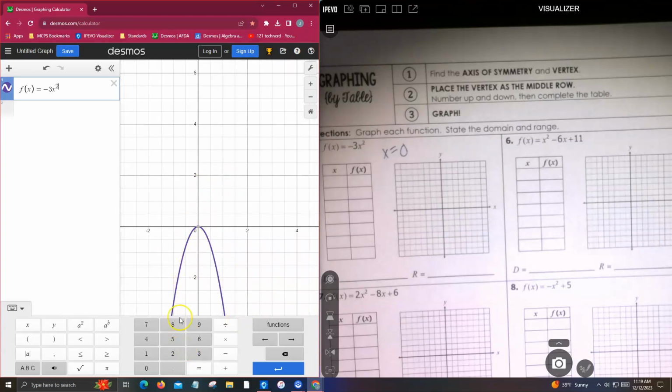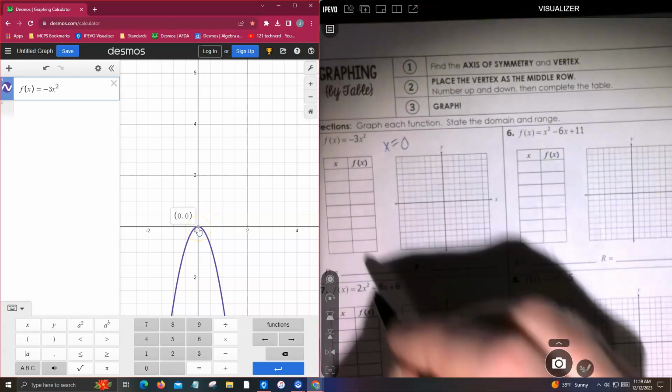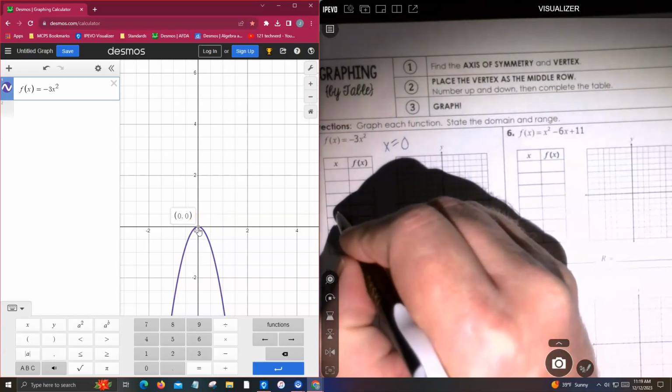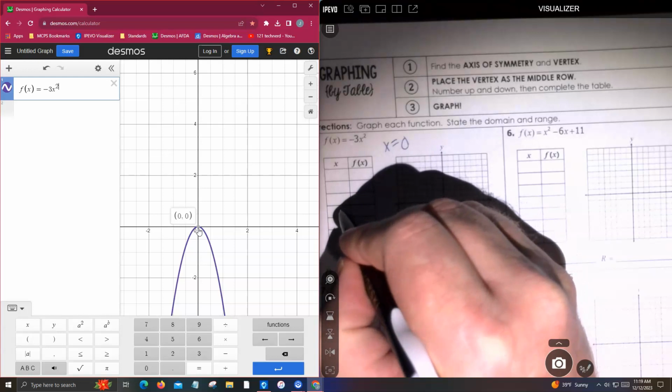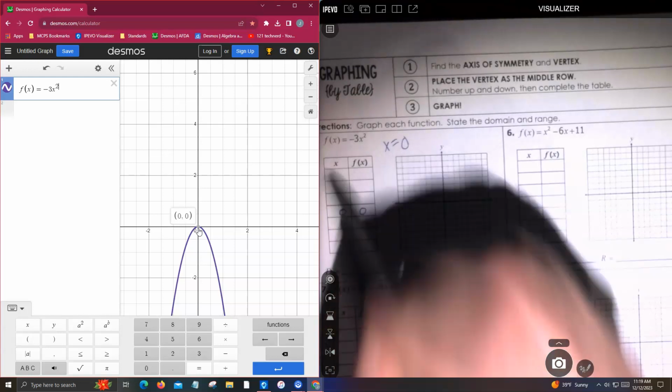It is going downward. The idea here is we just need to figure out what the vertex is. In this case, it's 0, 0. So we're going to go in the middle here. Again, go down 3, the 4th one. You're going to put in 0, 0.